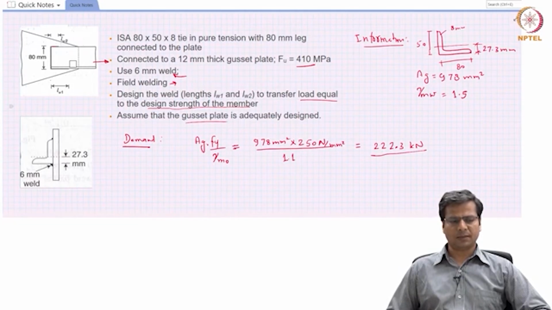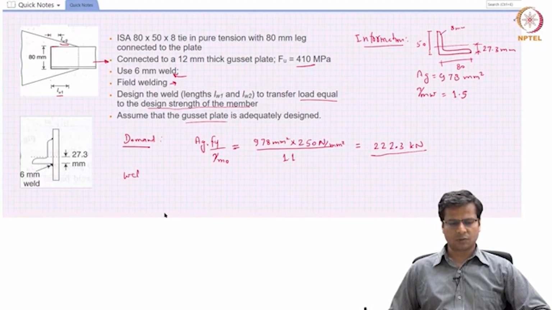So we should design this fillet weld in such a way that it also has its neutral axis located at the same location. So in order to achieve that, let's say we require an L2 length on the top edge and an L1 length at the bottom edge. First we will start calculating how much is the total length required.